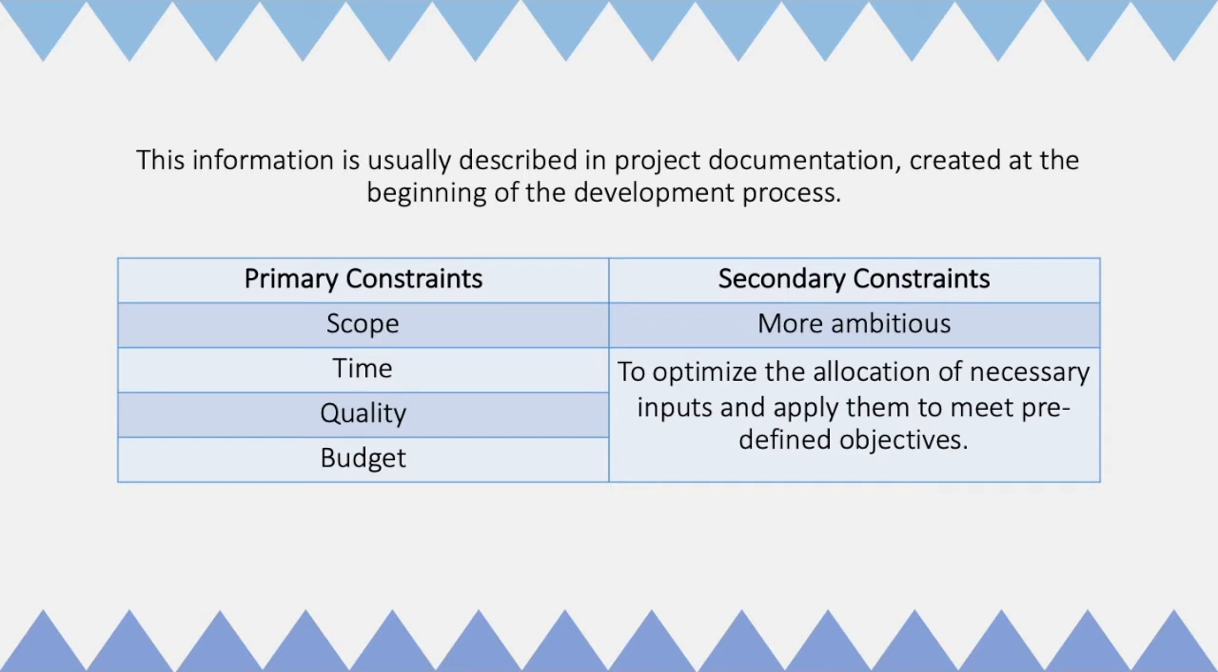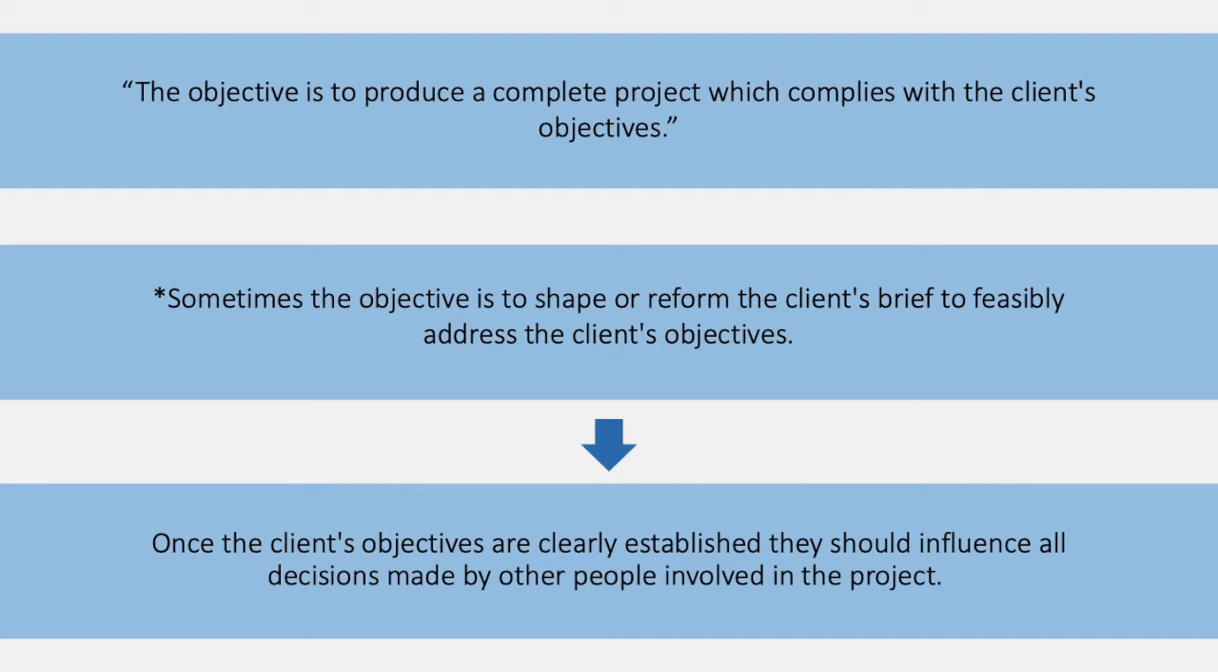The secondary and more ambitious challenge is to optimize the allocation of necessary inputs and apply them to meet predefined objectives. The objective of project management is to produce a complete project which complies with the client's objectives. In many cases, the objective is also to shape or reform the client's brief to visibly address the client's objectives. Once the client's objectives are clearly established, they should influence all decisions made by other people involved in the project.